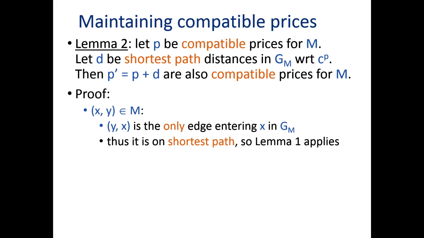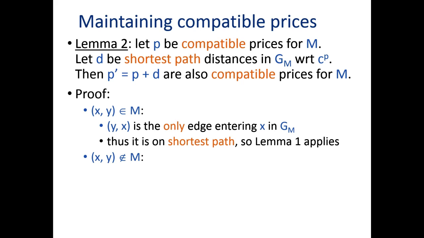The argument we have about edges on a shortest path was about edges that lie on any kind of shortest path in our graph. It doesn't have to be a shortest path to T, it just has to be a shortest path to something, and this is a shortest path to X. Therefore this edge is on a shortest path, and we can apply lemma 1. Lemma 1 said that the cost of this edge is 0. So we proved that all edges in the matching have 0 cost.